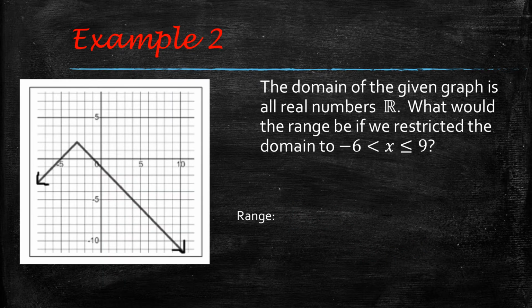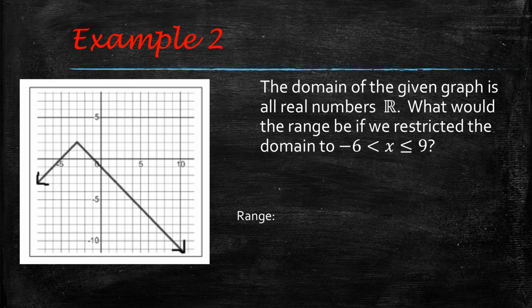Okay, example 2. The domain of the given graph is all real numbers. What would the range be if we restricted the domain to be all the x values that are between -6 and 9, with -6 not included, but 9 included.